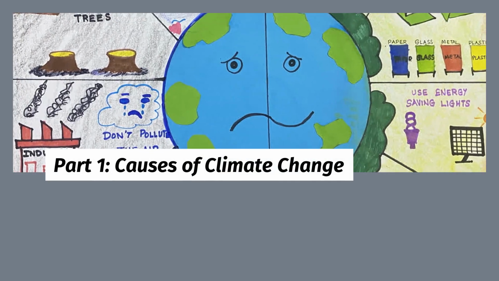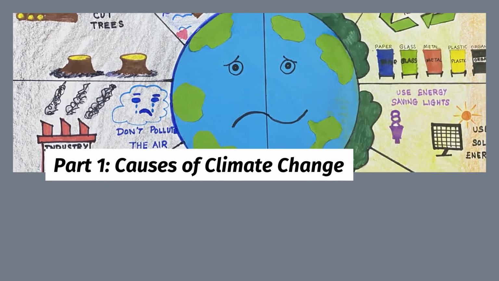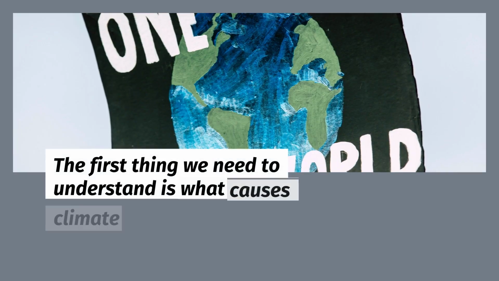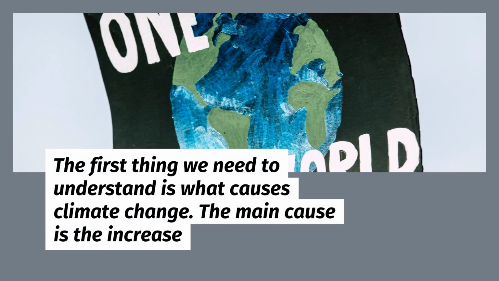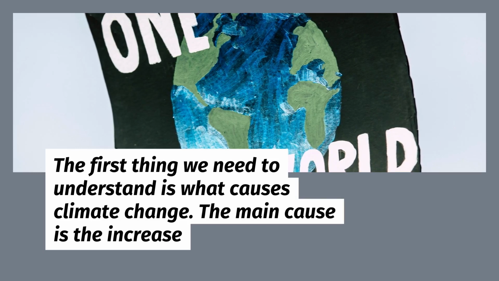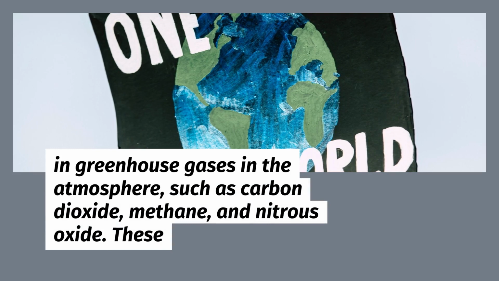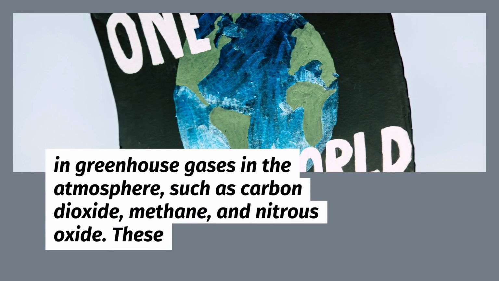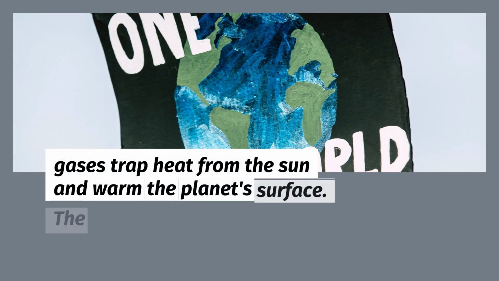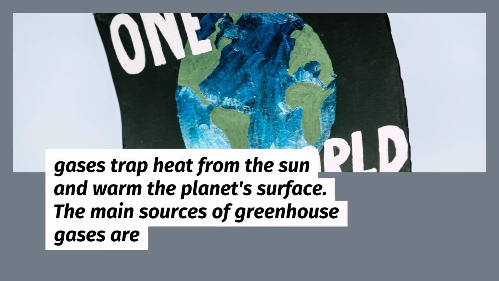Part 1: Causes of Climate Change. The first thing we need to understand is what causes climate change. The main cause is the increase in greenhouse gases in the atmosphere, such as carbon dioxide, methane, and nitrous oxide. These gases trap heat from the sun and warm the planet's surface.